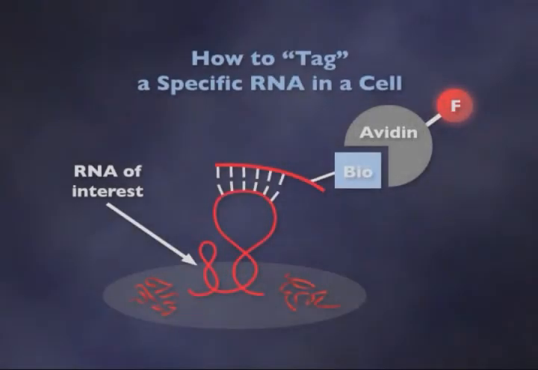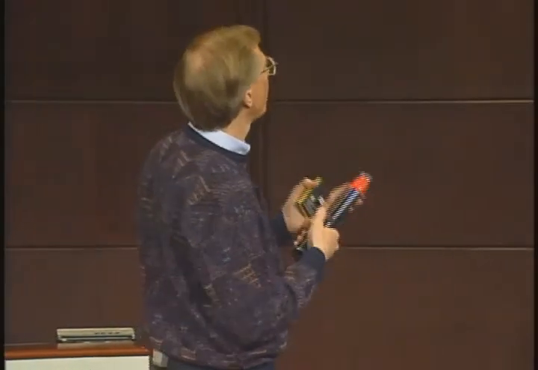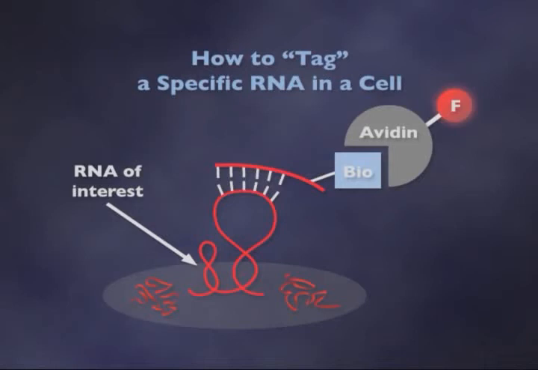The details are different, but it's a very similar strategy to how we tag a specific protein in a cell. If we want to tag a specific RNA, we use a biotinylated oligonucleotide, a stretch of nucleic acid sequence, to pair with the RNA of interest and in turn recognize where that is in the cell by a fluorescence-tagged protein.